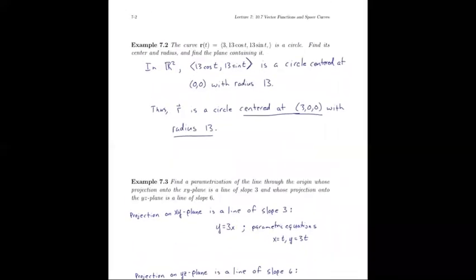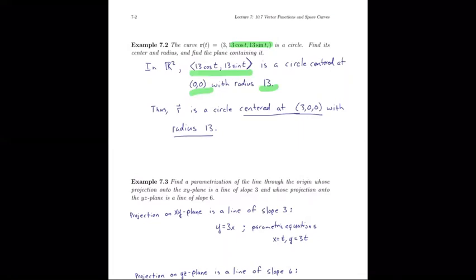So let's see what's next. The curve r of t is equal to 3, 13 cosine t, 13 sine of t. It's a circle. It says to find its center and radius and find the plane containing it. Okay, so we'll focus on this portion. This is why this is a circle. So this is actually a circle in the yz plane. We just note that in two dimensions, 13 cosine t, 13 sine of t, is a circle centered at 0, 0 with radius 13. So the last thing we need to figure out is where the center is.